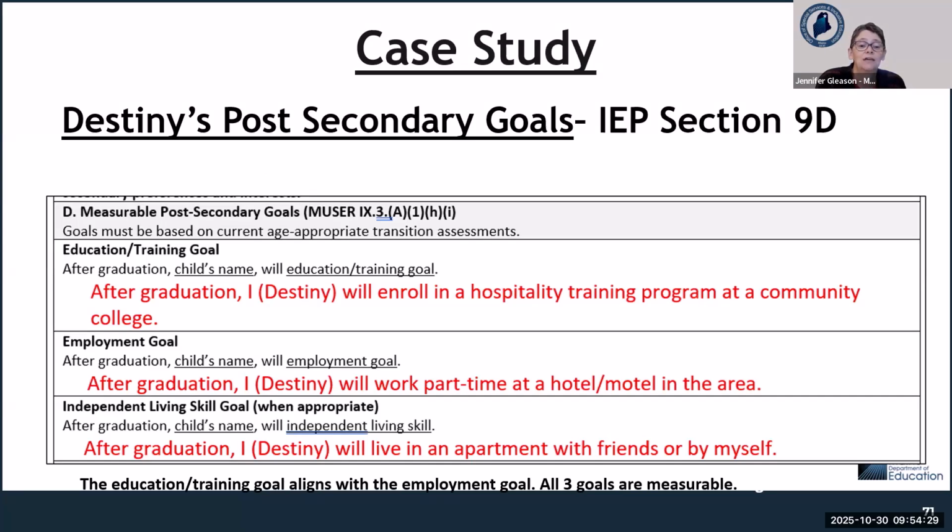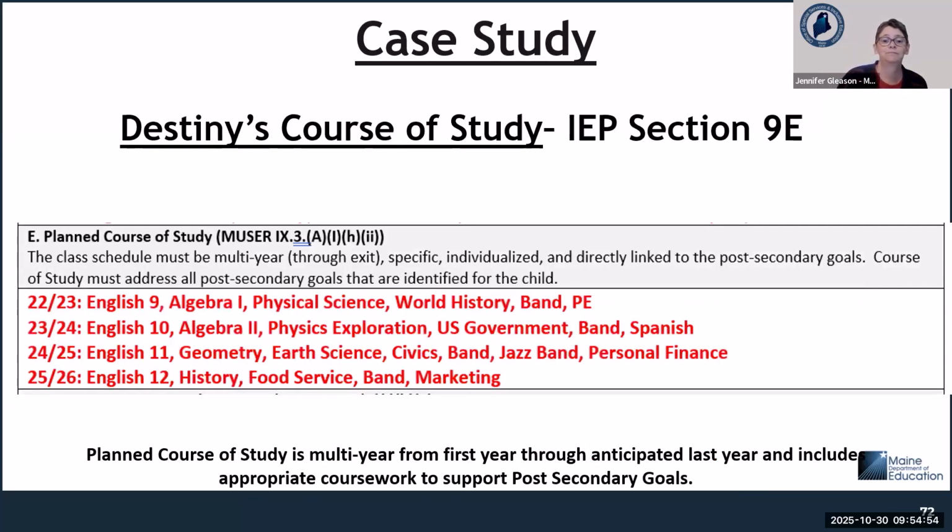So a lot of times kids like Destiny, who just has a specific learning disability in reading, we skip the independent living goal, but it's something you might want to consider, because I would argue that all kids need help with that stuff. So just something for the team to talk about.